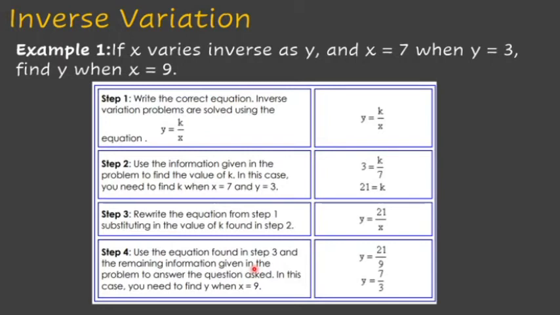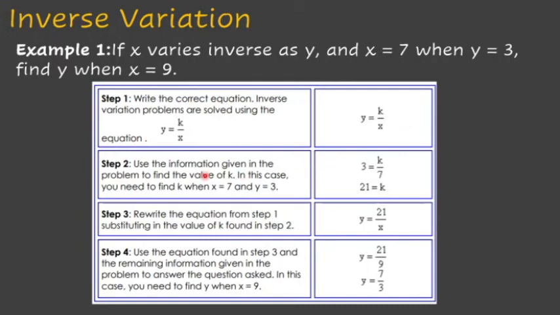So, yung una nating step, we have to write the correct equation. Inverse variation problems are solved using the equation y is equal to k over x. Ayan. So, ilalagay lang natin dito yung formula ng inverse variation natin. Ang direct variation natin ay y is equal to k times x. Sa inverse variation, y is equal to k over x or k divided by the x. Kasi, para makuha natin yung constant ni inverse variation, minumultiply natin yung dalawang variable. Unlike kay direct variation, para makuha natin yung constant, i-divide natin yung dalawang variable.